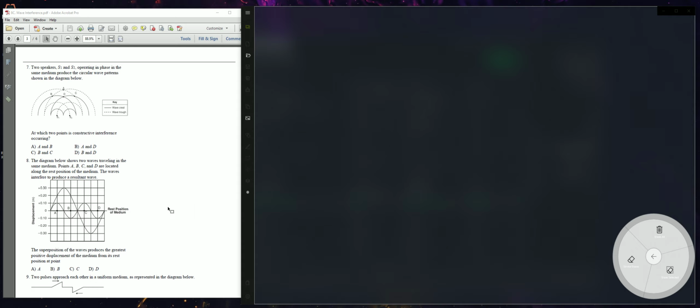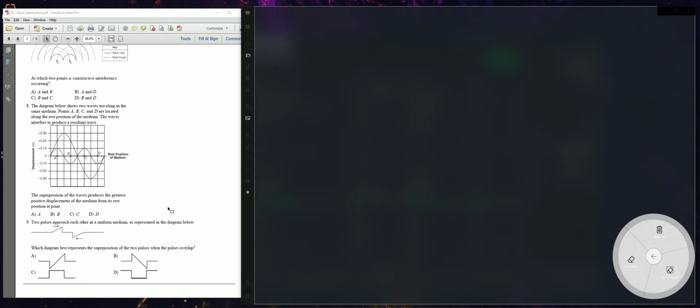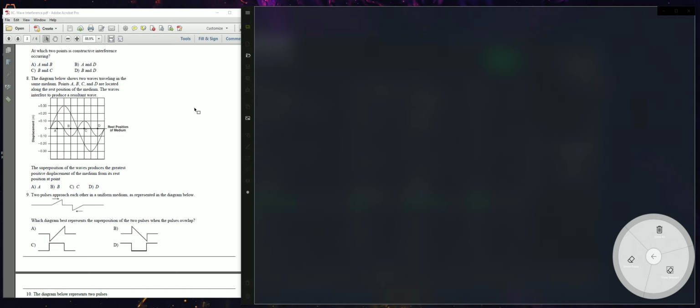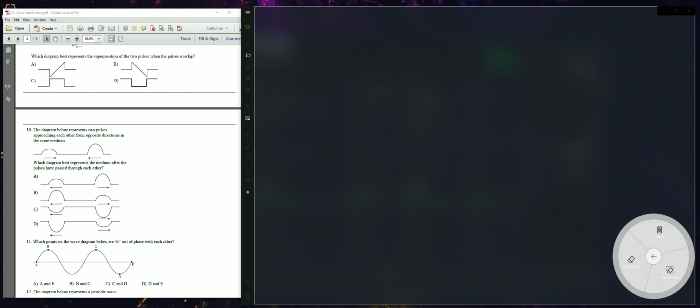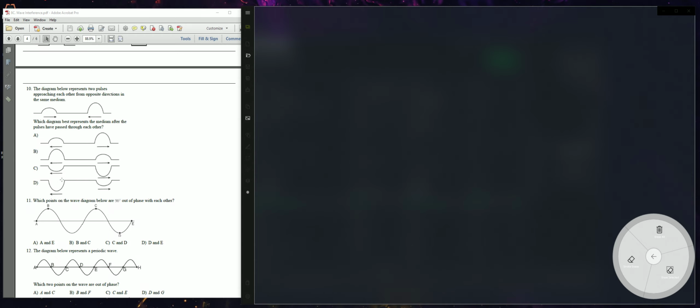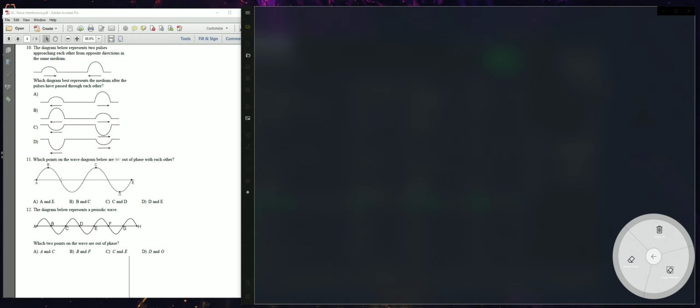8 is something you can do as well. You're basically just using addition or subtraction because you want the greatest positive displacement. 9 is the same thing. You're basically combining these 2 pulses. 10 is the same thing as well.